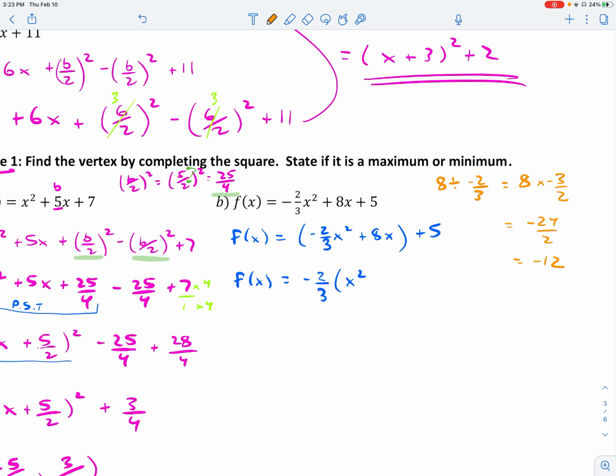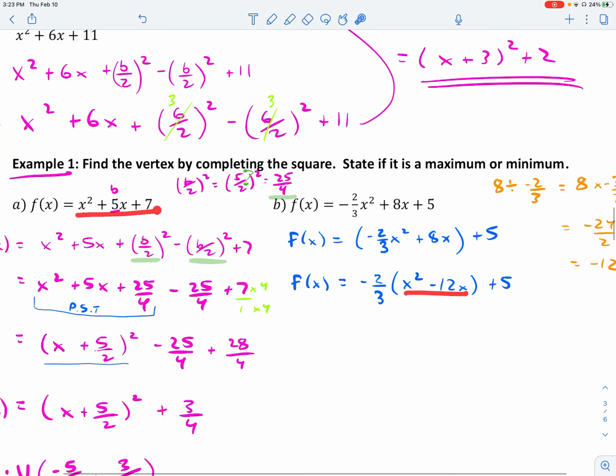So I now know what to put in over here. I can write minus 12x and then close the bracket. The reason for doing this first step is I now made this look like this here, which is similar to what we just did. I got to get that leading coefficient to be 1. So we do a common factoring of negative 2 over 3 from the first 2 terms only.